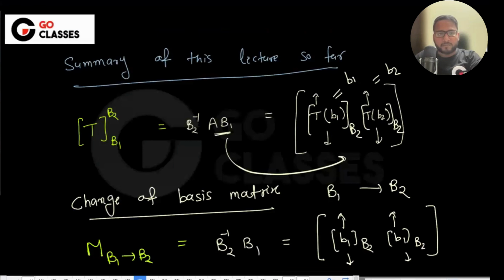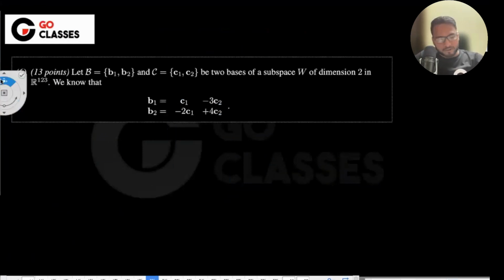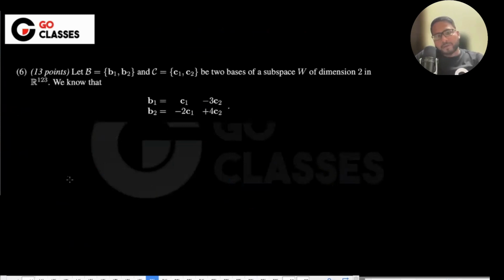Let's suppose there are two bases, B and C. Now, in these two bases, you want to change from B to C. This is the idea. So what is the matrix that will be changing from B to C?